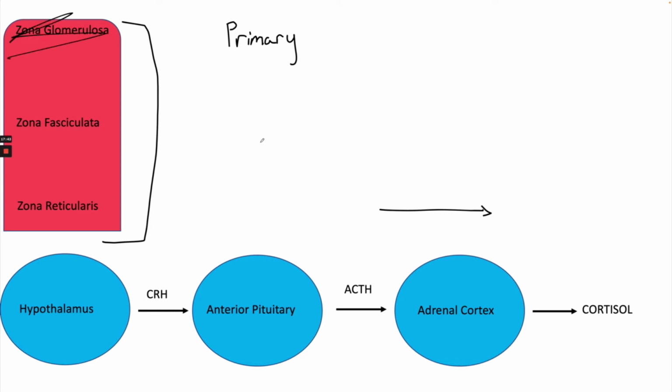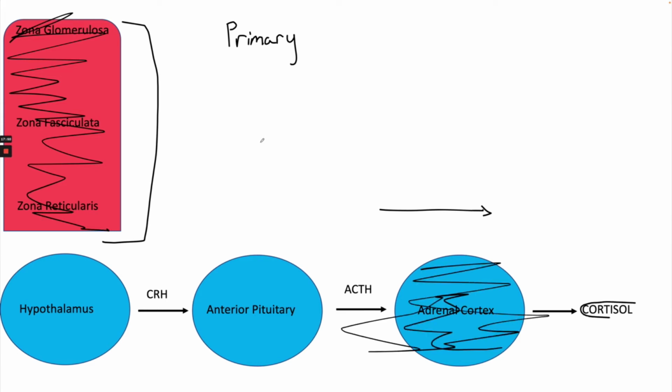So because of that, when we're not releasing our levels, specifically cortisol, what happens is the ACTH levels increase. Why? Well, the adrenal cortex isn't doing its job. Because it's not releasing what it's supposed to, the anterior pituitary is knocking on its door and saying, hey, I'm giving you all the ACTH in the world. Why aren't you doing what you're supposed to do? So in our primary, we're going to see high levels of ACTH, but our cortisol, our aldosterone, and other things like that are going to be low.